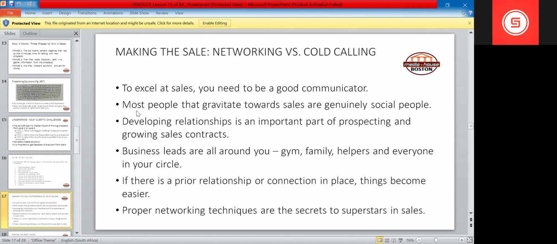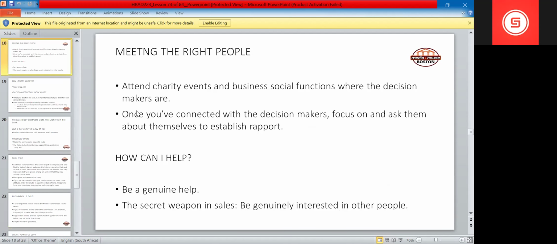If it's a referral, someone introduces you to somebody, they already have that trust connection and that segue. And then proper networking techniques are secrets to superstars in sales. So meeting the right people is very important. Speaking to the wrong person at the right company doesn't make any sense. Attend charity events, business social functions, where obviously those decision makers are there.